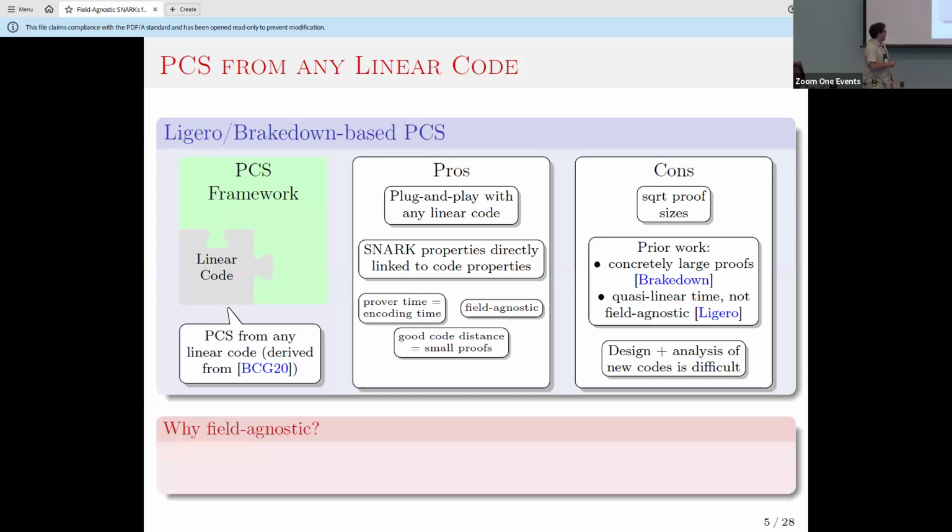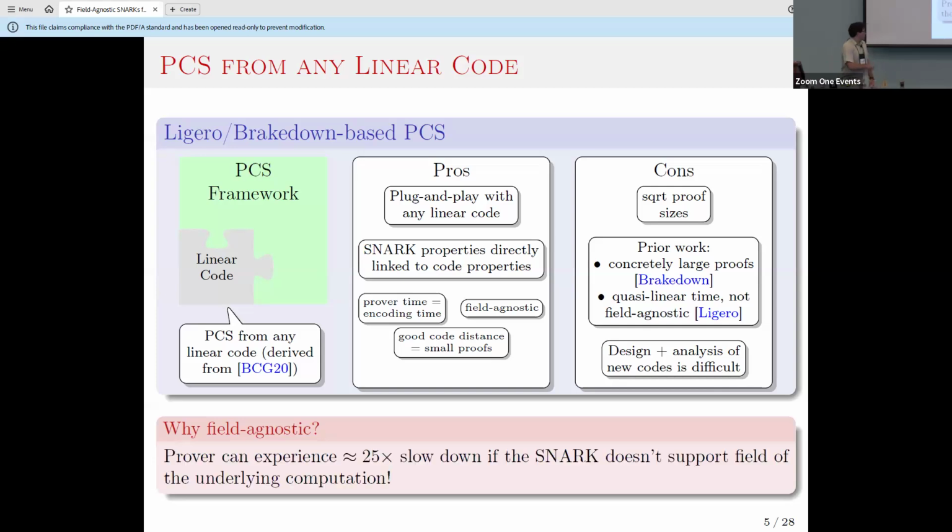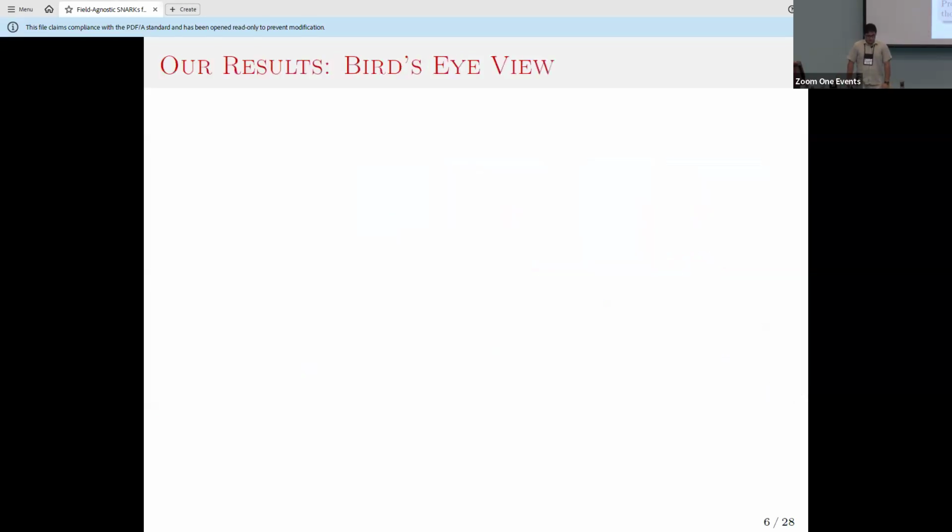And I'll briefly motivate why field agnostic is important. There are a lot of times in SNARK proving where we want to prove statements like this ECDSA signature is verified correctly. And if you can't operate over the native field of that computation, you can get very bad overheads trying to embed it in a larger finite field where you can do the computation. And there's even more to this, but this is just briefly some motivation for that.